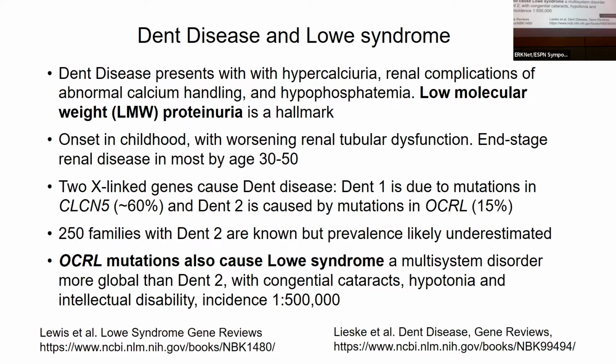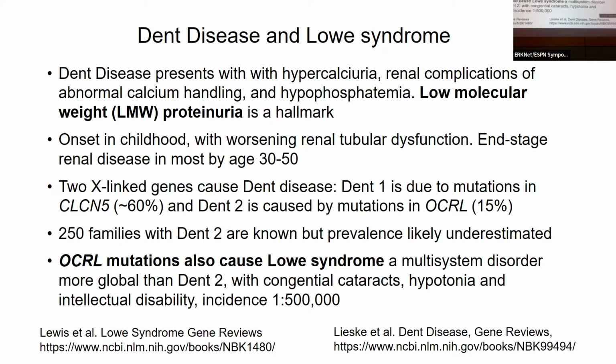So Dent1 is due to mutations in CLCN5, which is a chloride transporter, and Dent2 is caused by mutations in OCRL, and this is a lipid phosphoinositide 5-phosphatase, and that's how I've become interested in this, because phosphoinositide 4,5-bisphosphate is a key regulator of the actin cytoskeleton. So likely the incidence of both Dent disease 2 and Lowe syndrome, which is also caused by mutations in OCRL, are around 1 in 500,000.